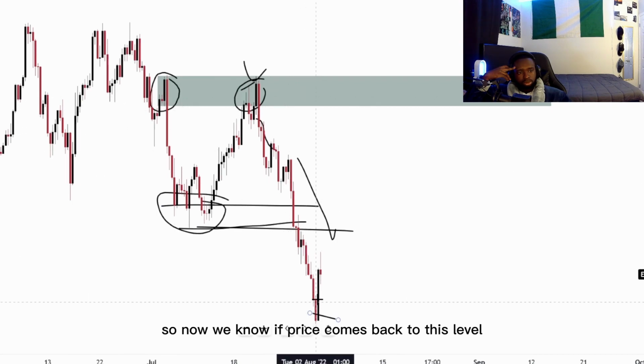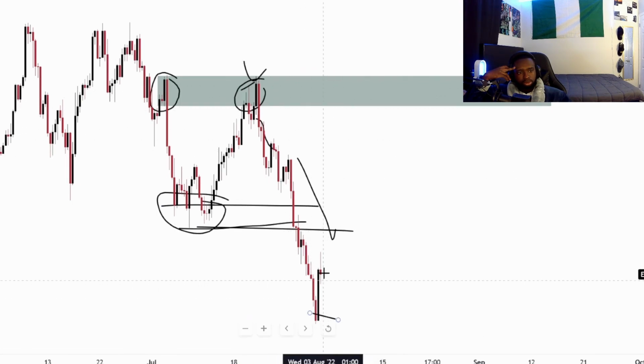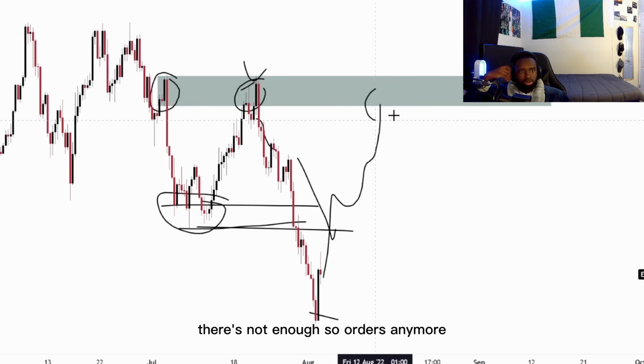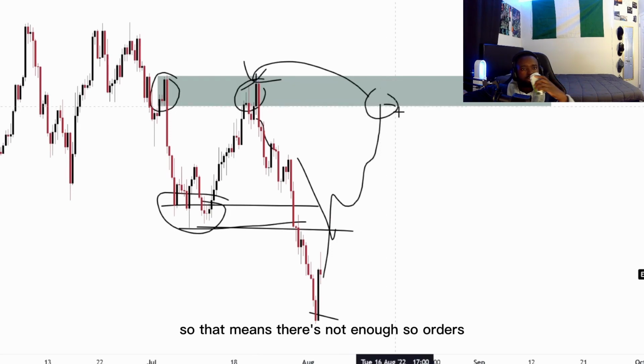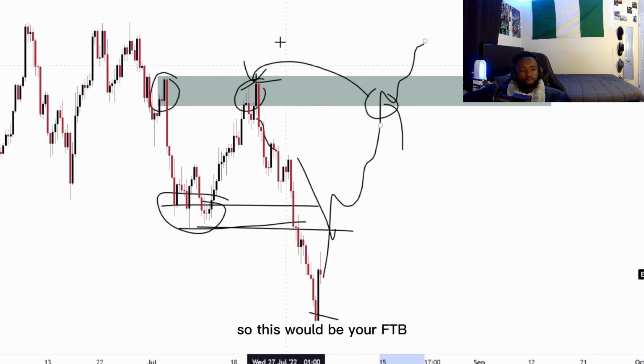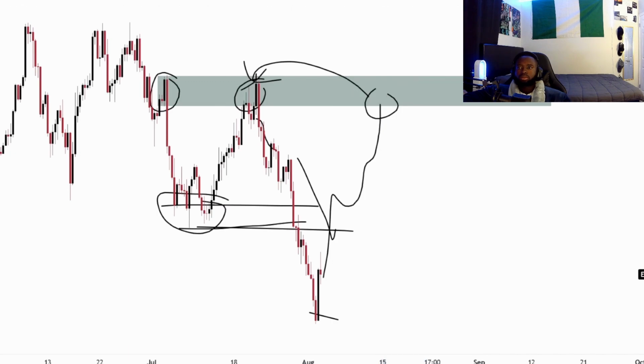So now we know, price comes back to this level, there's not enough sell orders anymore. Why? Because the sell orders have been used here. So that means there's not enough sell orders to reject price one more time, and price will more than likely continue above. So this would be your FTB, your failed to break liquidity.